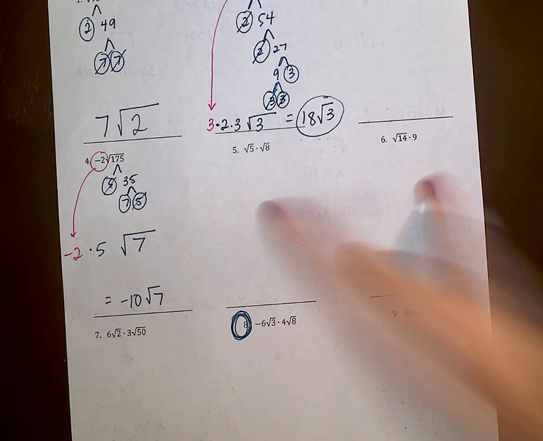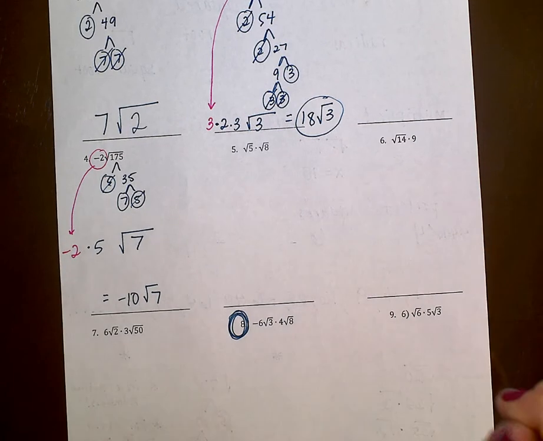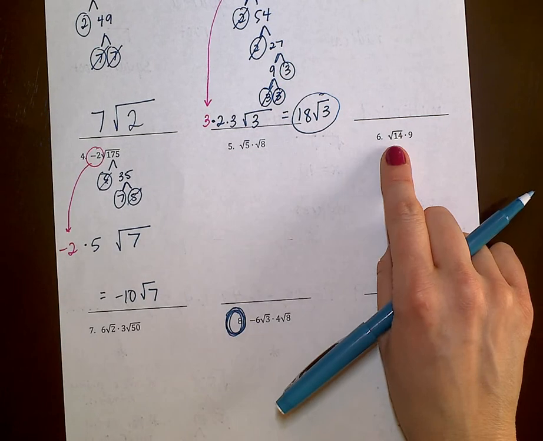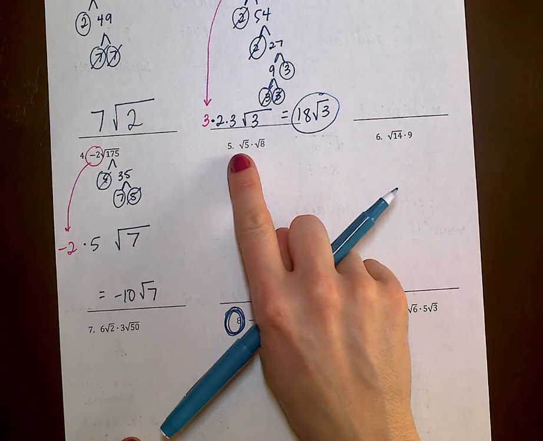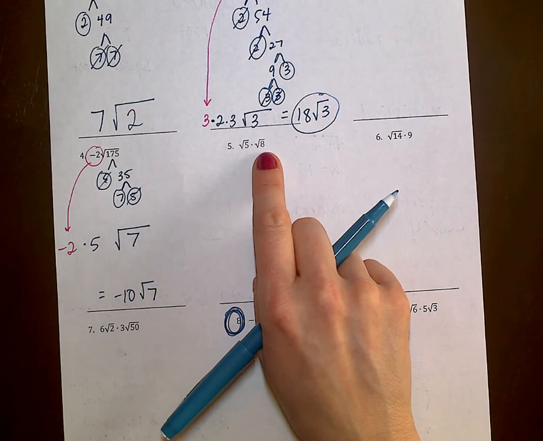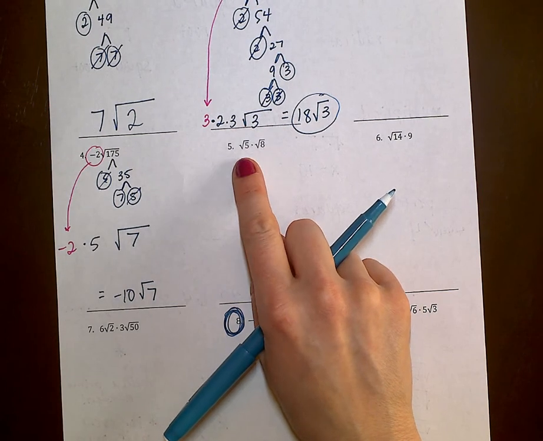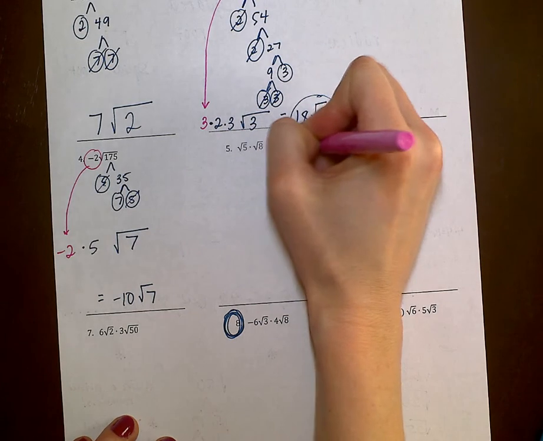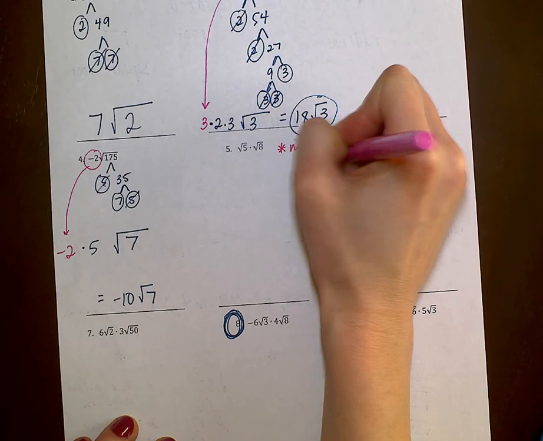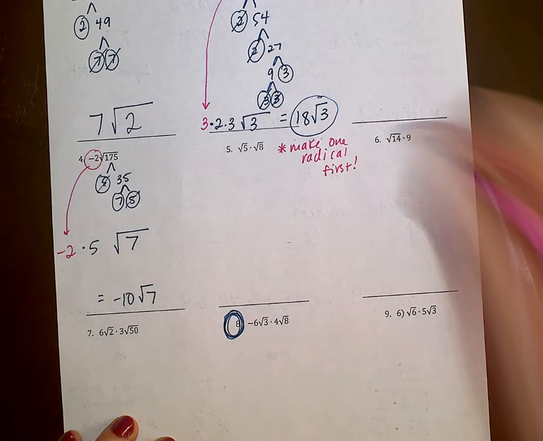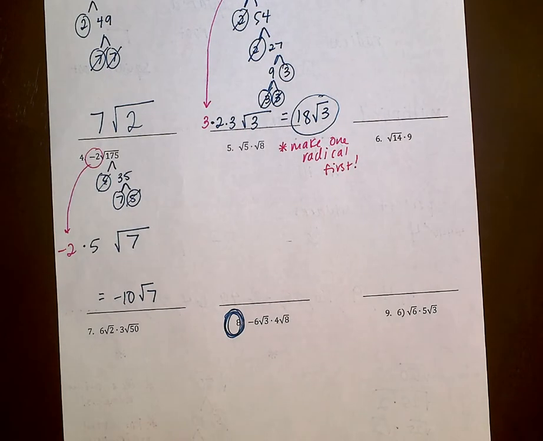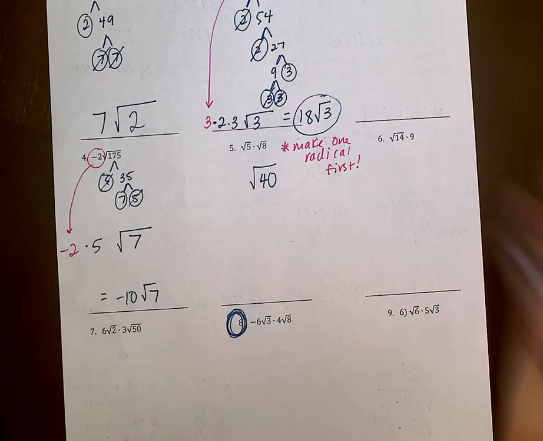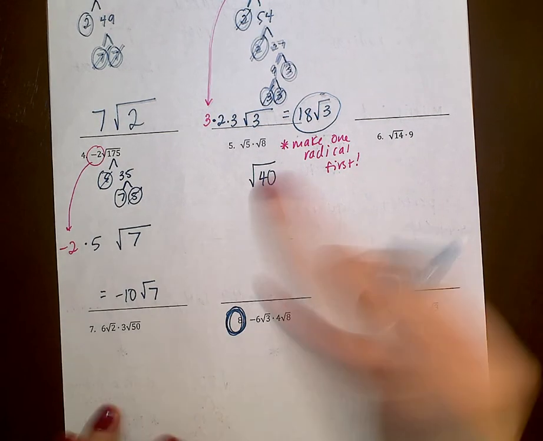All right, now we get into some that have multiplication going on. So 5 and 6 kind of look similar, but here's what you want to do. If they give you a problem where both of the numbers are underneath the radical and they're asking you to multiply, you want to make this one radical first. I don't want to do more than one factor tree. I only want to do one. So let me multiply these numbers together and say radical 40 is what I'm going to factor tree.